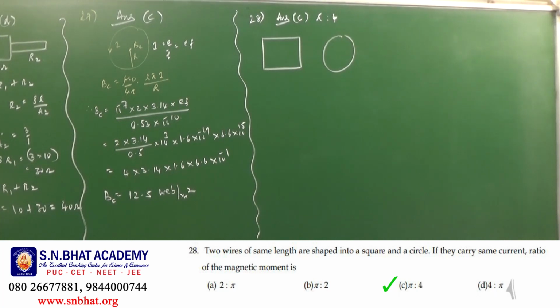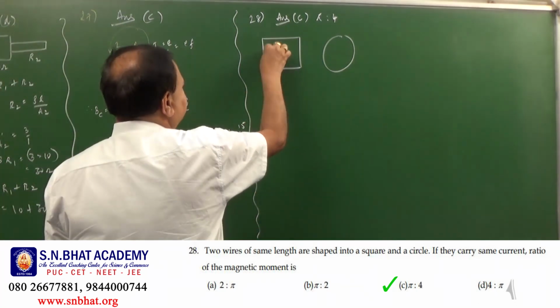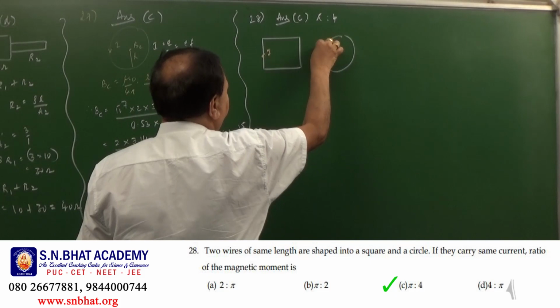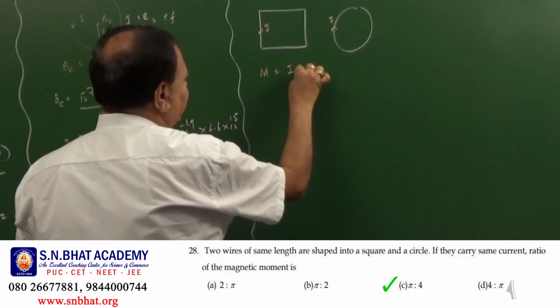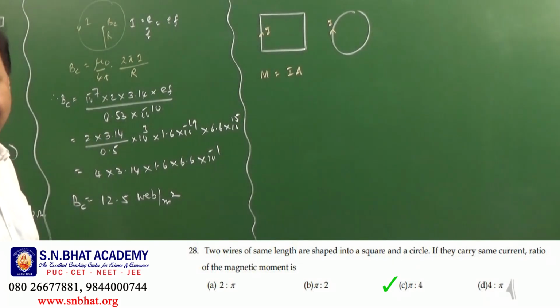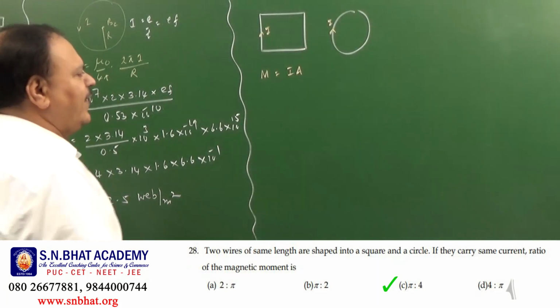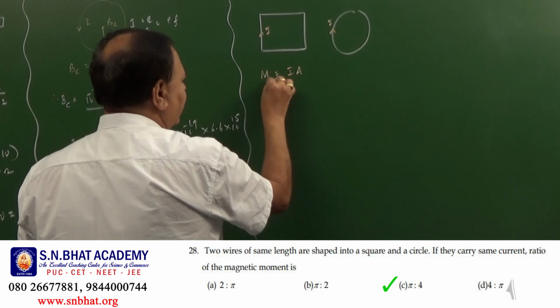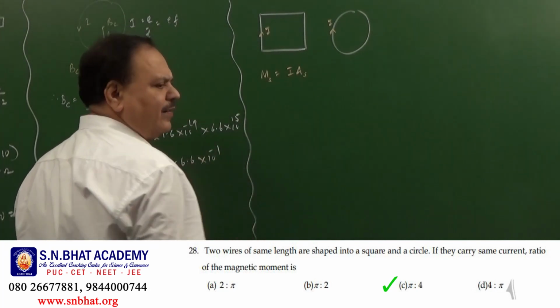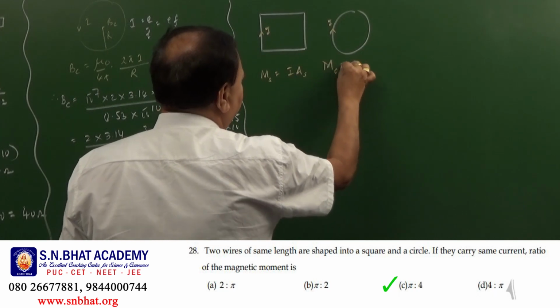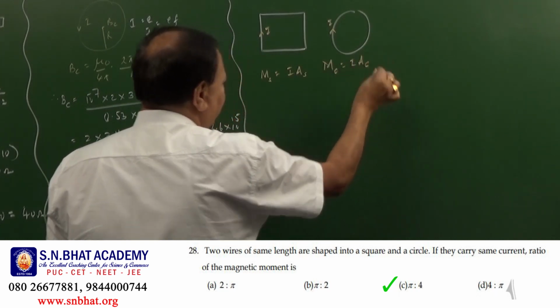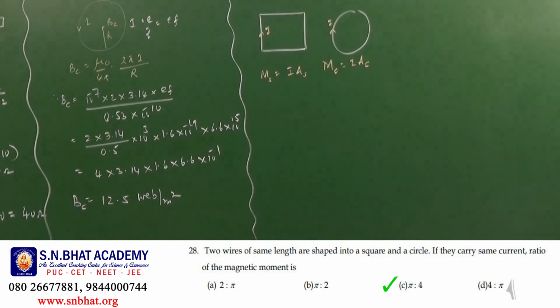Okay, and therefore in both the cases current is same, and your magnetic moment is given by the generalized formula I into A. You apply it for a square, area of the square, and you apply it for the circle. Current is going to be the same, that's why we have not changed.